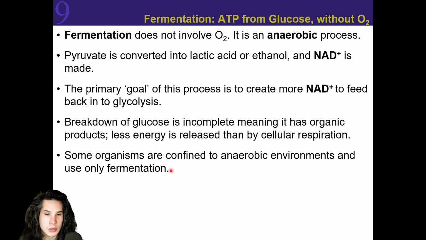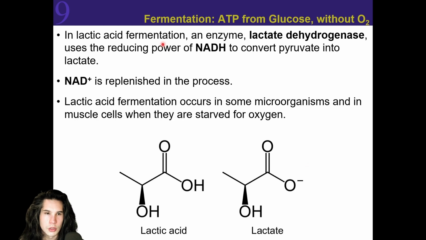Some organisms are confined to only anaerobic environments, and they'll only use fermentation. For example, when you make wine, you constrict the oxygen supply of the yeast so that they're forced to continue to ferment and produce more and more ethanol. In lactic acid fermentation, the enzyme lactate dehydrogenase uses the reducing power of NADH to convert pyruvate into lactate, therefore producing NAD+. So you reduce pyruvate.